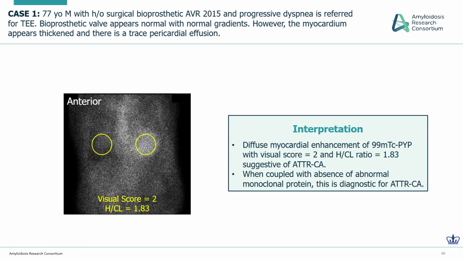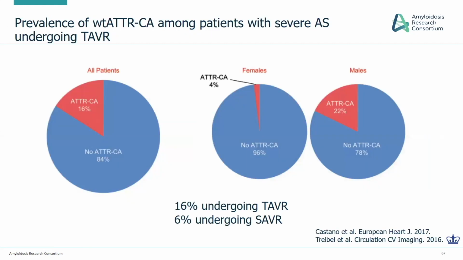So as you implied, the interpretation here would be diffuse enhancement with a visual score of 2, the HCL ratio 1.83, that's strongly suggestive of TTR cardiac amyloid. And in the absence of an abnormal monoclonal protein, it's essentially diagnostic of transthyretin amyloidosis. So pretty straightforward. Sabi, maybe comment on the data that you collected along with Dr. Castano about patients with significant AS undergoing TAVR and the prevalence of cardiac amyloid?